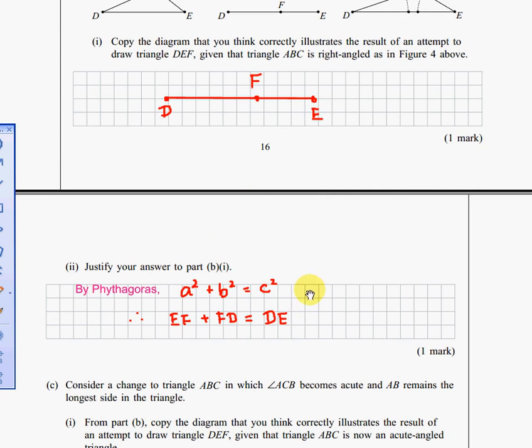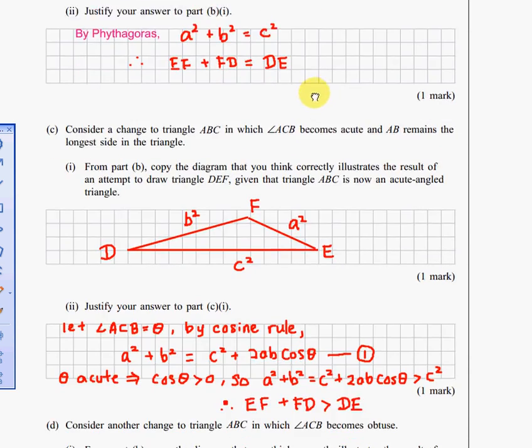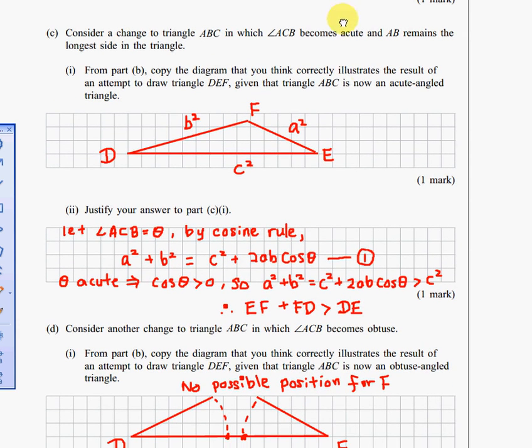So of course we're looking at the triangle ABC. By Pythagoras we know that a squared plus b squared equals c squared, and so replacing a squared with EF and b squared with FD, and then DE for c squared, you get this, and therefore you know this must be the diagram. And moving on to the next one, very interesting again.